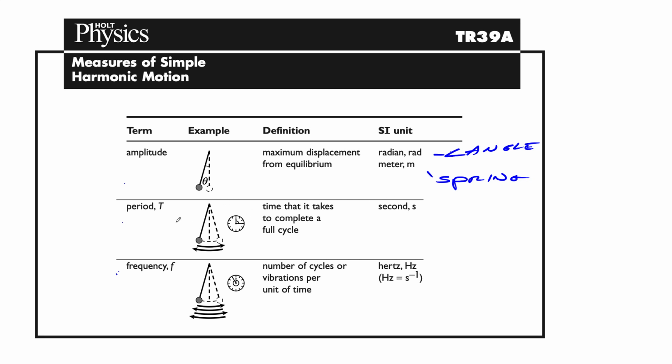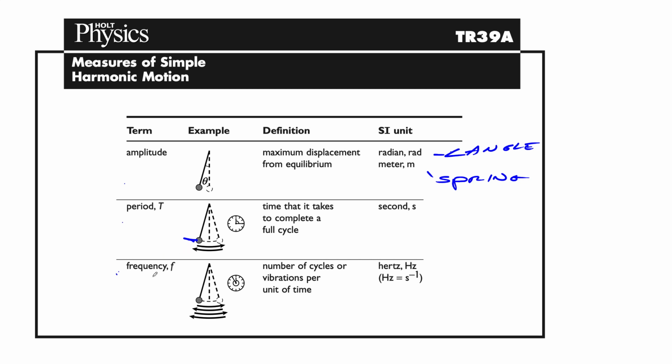Now the period is the time it takes to go from one end to the other and back. So if this is where we begin, it's going to the right. The pendulum goes through the center to this point and swings back. Once it begins to go back to the right again, that's the end of the period. That's the time it takes to go one full cycle.